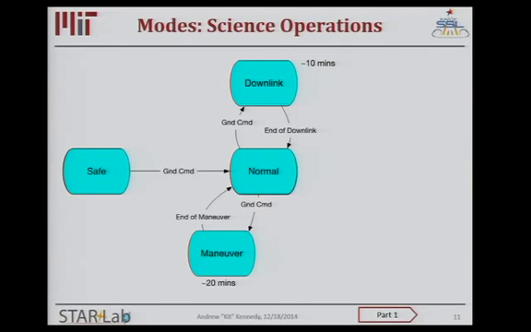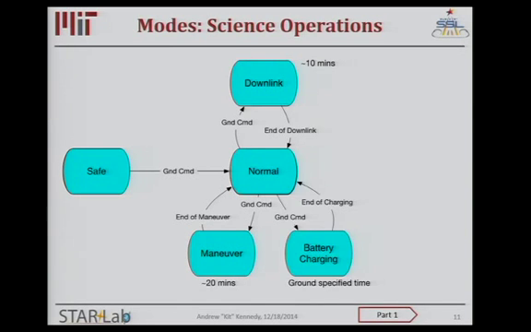Then we can do a maneuver. So we uplink a command in advance to the spacecraft to tell it when we want it to do this maneuver. And like I said, this could be at the end of a communications blackout period. So you can imagine that we have a queue of commanded maneuvers that the spacecraft is waiting to do at any given time. When it starts a maneuver, it transitions to this mode, and then it takes about 20 minutes, and it ends up back in normal mode.